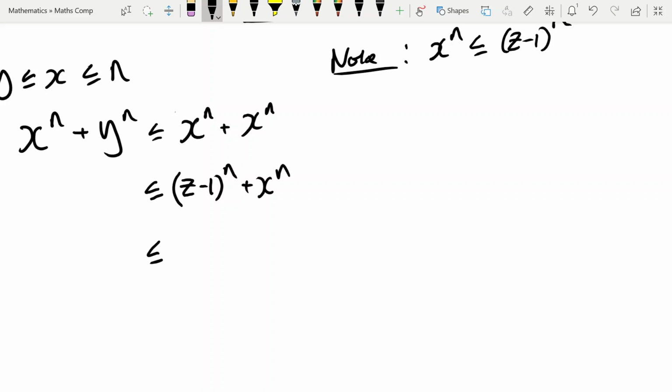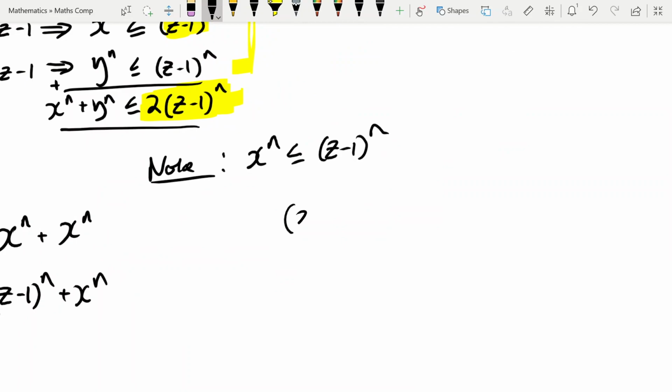This looks like a binomial expansion in z minus 1 to the n. If it was a binomial expansion in z minus 1 to the n, this next term would be the following: z minus 1 to the n plus n times z minus 1 to the n minus 1, and so on and so on. This following term here, n times z minus 1 to the n, can be found.